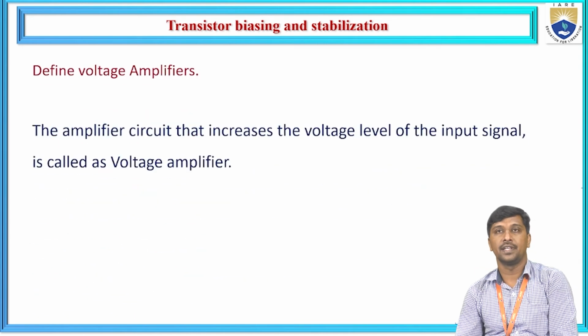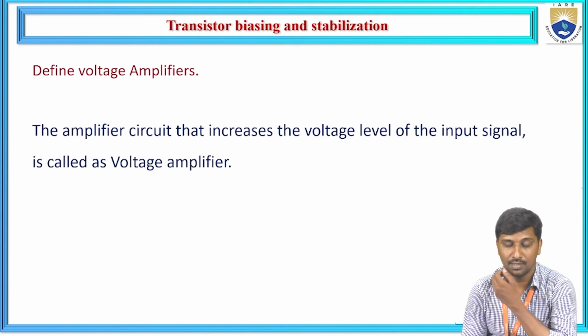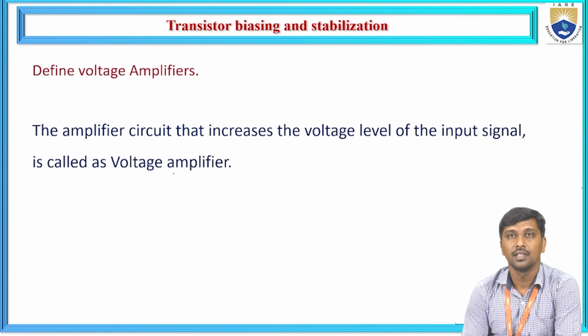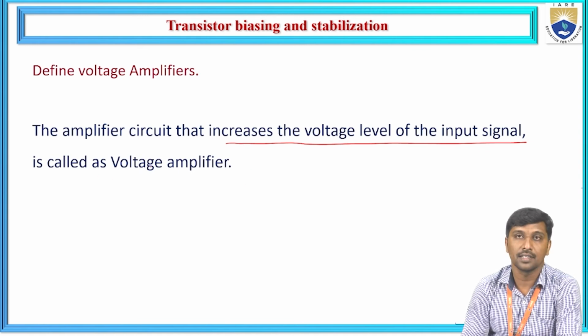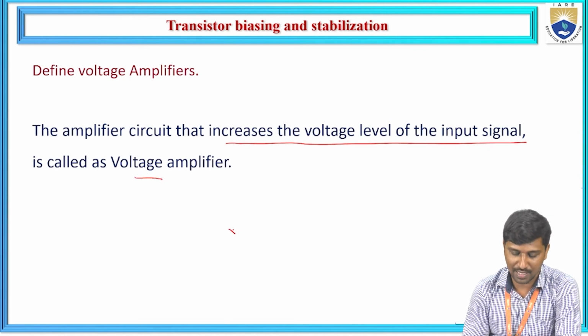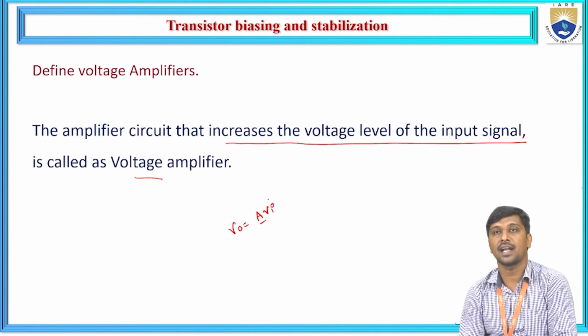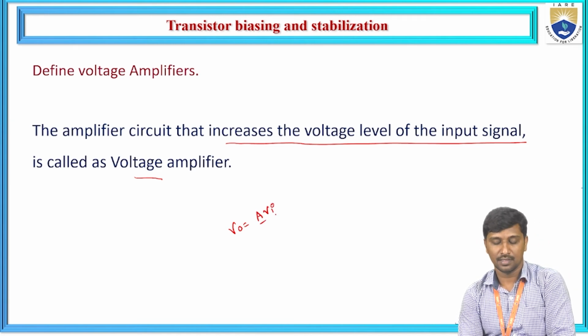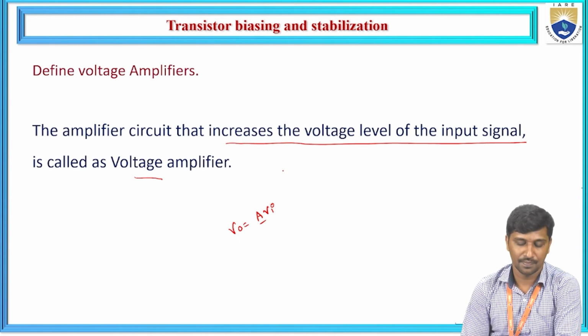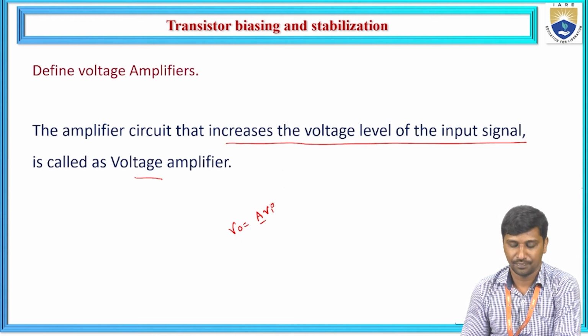Now define voltage amplifier. Generally, amplifiers improve the signal strength of a given input signal. In this case, the amplifier circuit that increases the voltage level of the input signal is called the voltage amplifier. We write this as V0 = A times V, where A is the factor. By the amount of this factor, the input signal voltage is increased. So that is called the voltage amplifier.